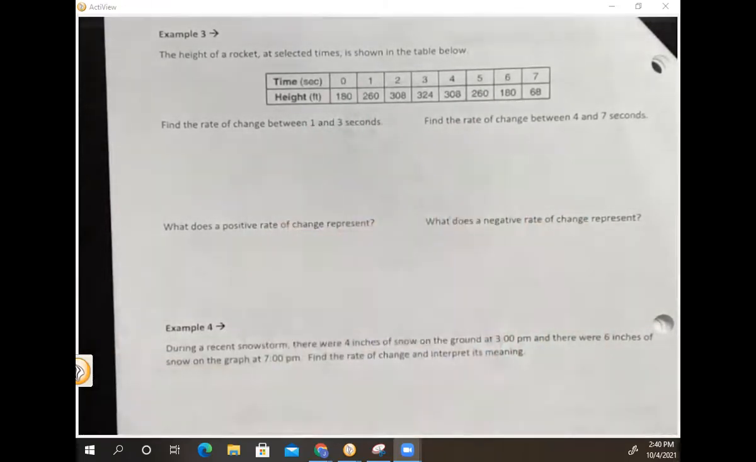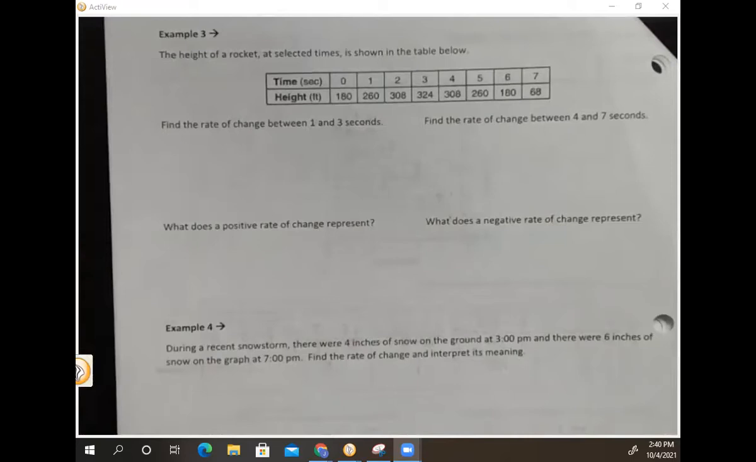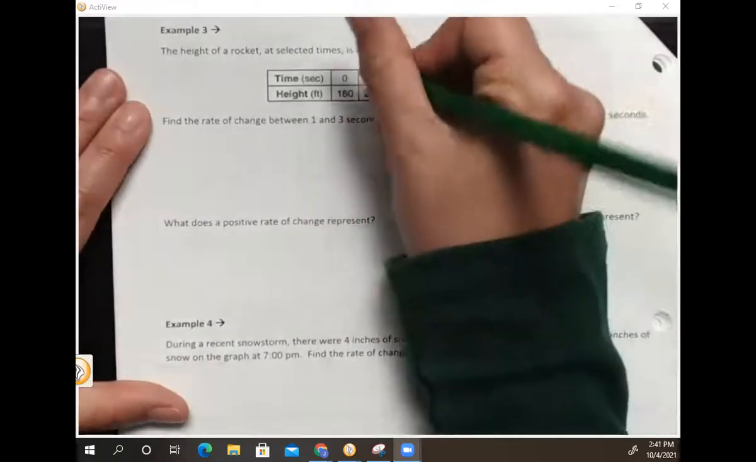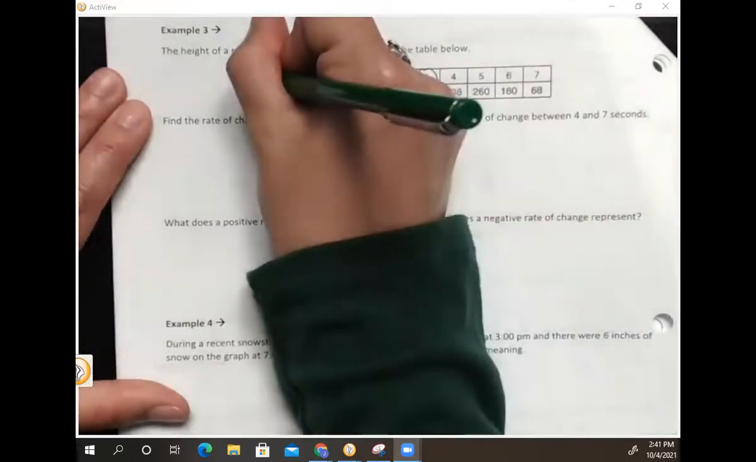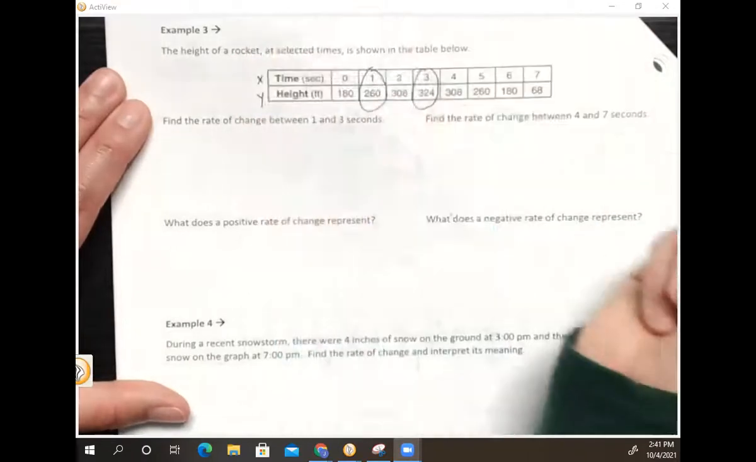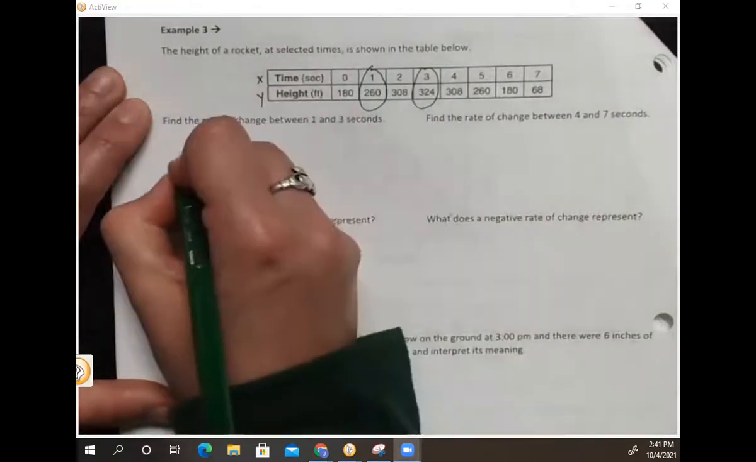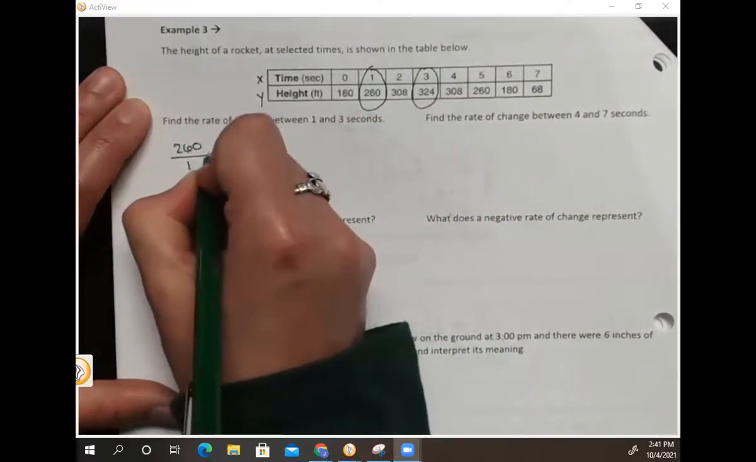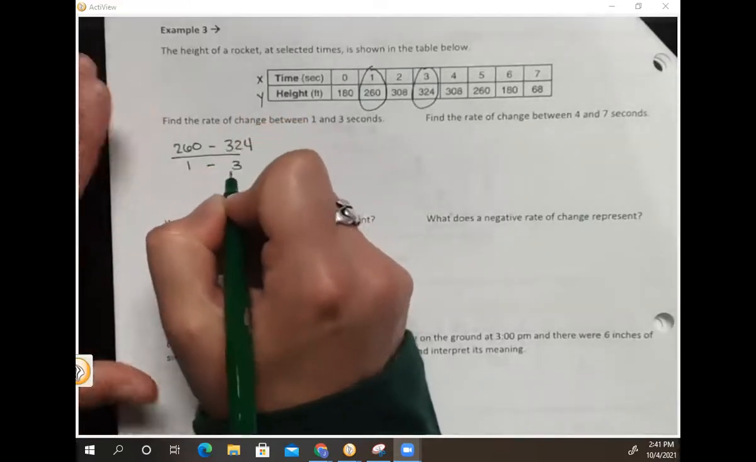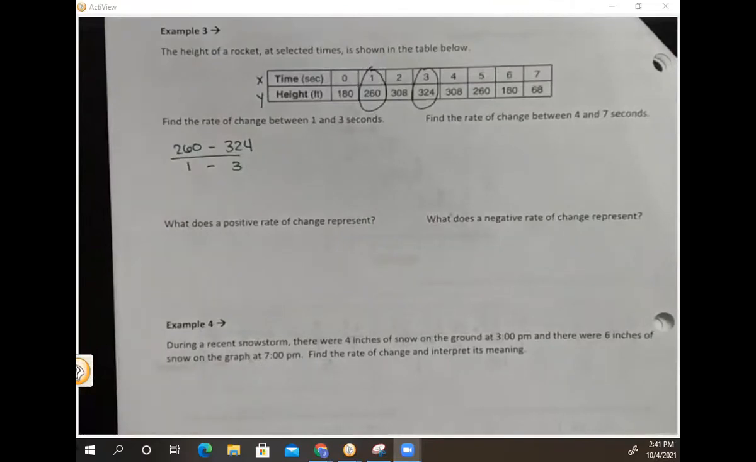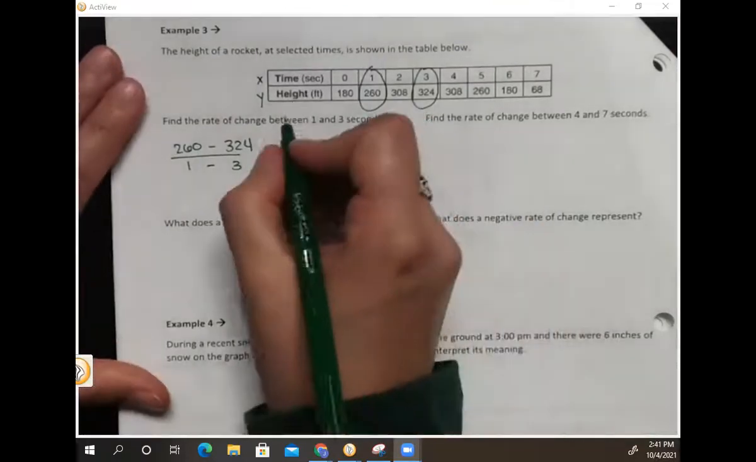Here, we're not going to find the rate of change between consecutive measurements, okay? But that's okay. We're still finding slope. We're still finding the rate of change the same way. So between 1 and 3 seconds means I need this point and I need this point. In my table, my time is going to be my x and my height is going to be my y. So I'm just going to set up my slope here. So this would be 260 over 1 minus 324 over 3. And then I'm going to subtract and simplify just like we did before.